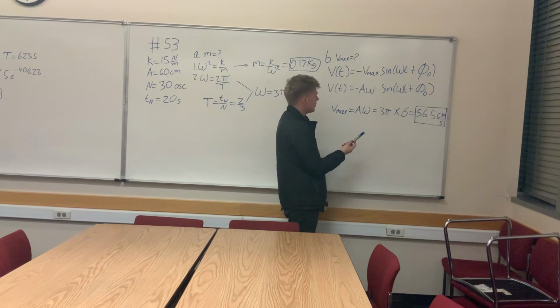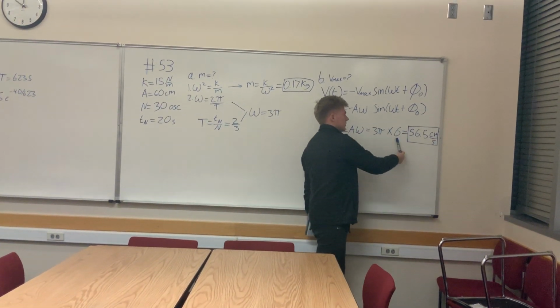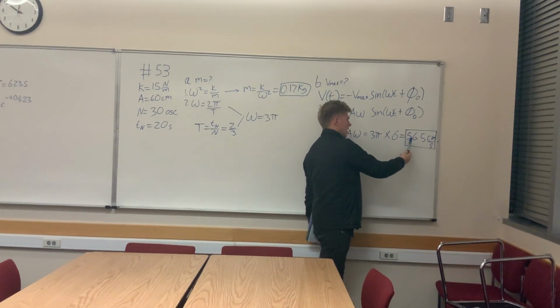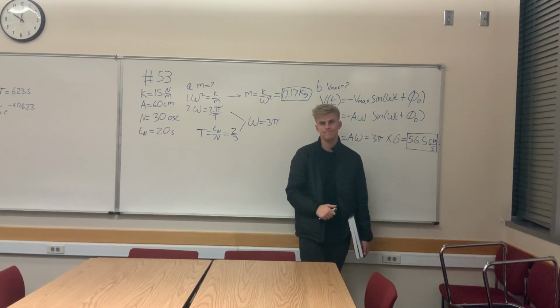And then all we have to do is plug in our omega, 3 pi, times our amplitude, which is 6. Plugging in the math, we get our answer to be 56.5 centimeters per second as our V max.